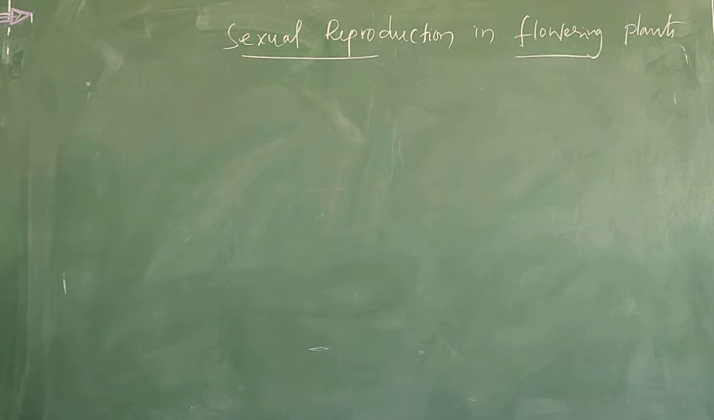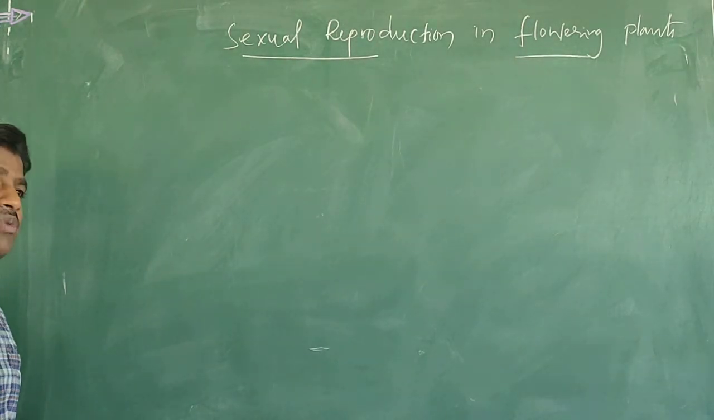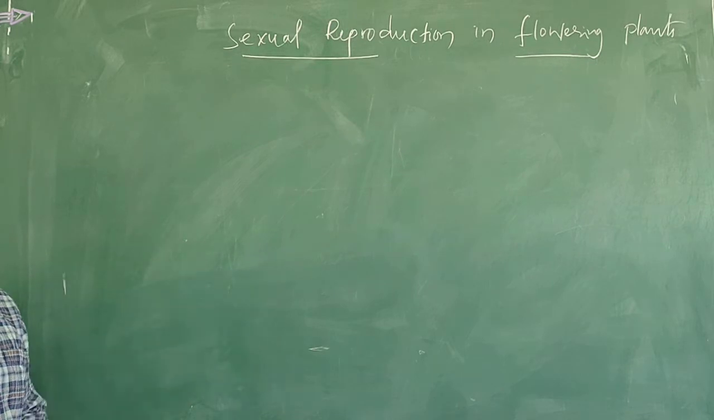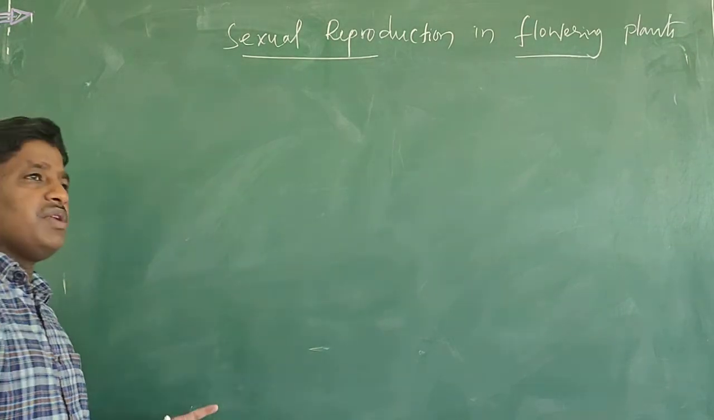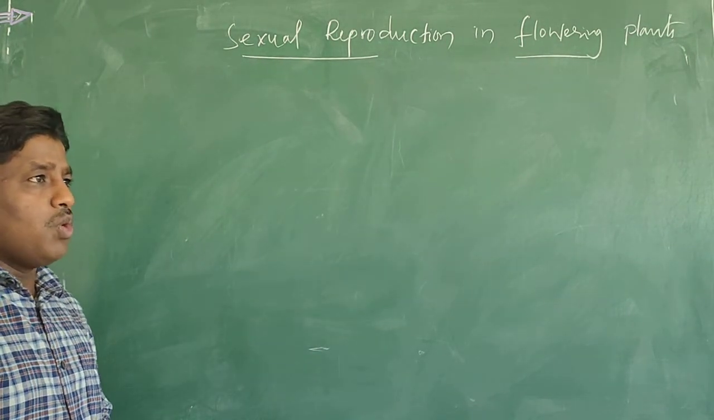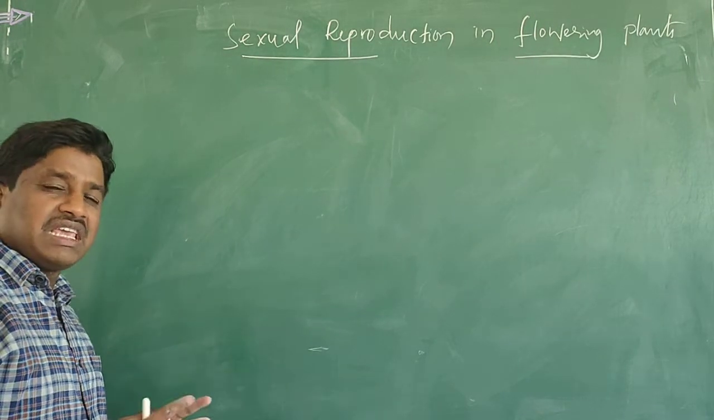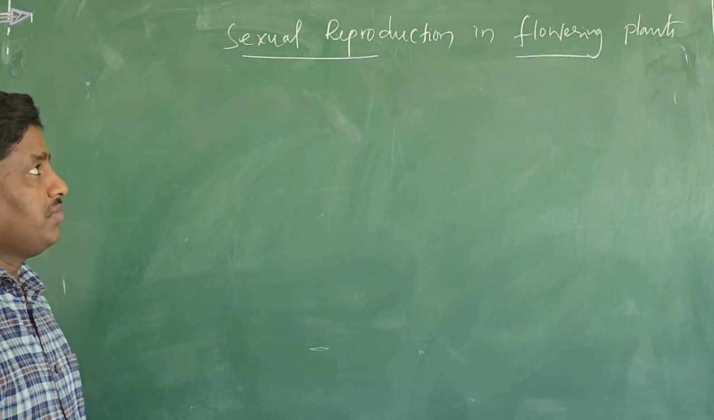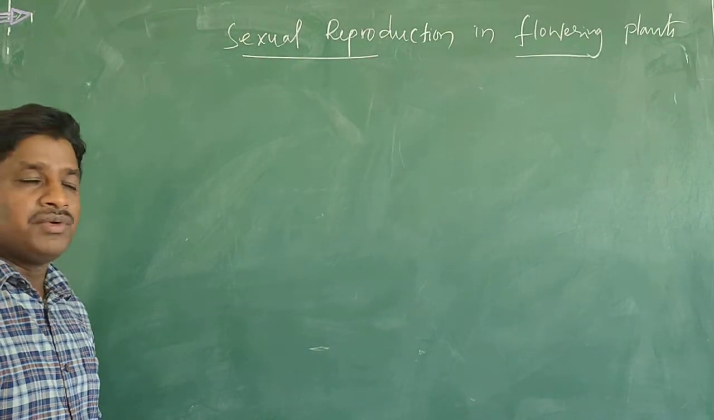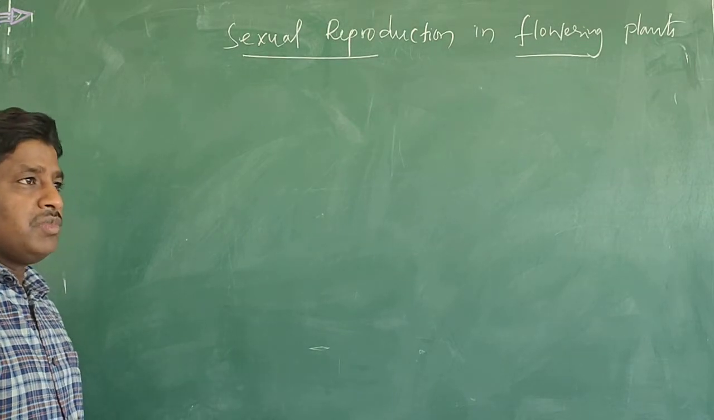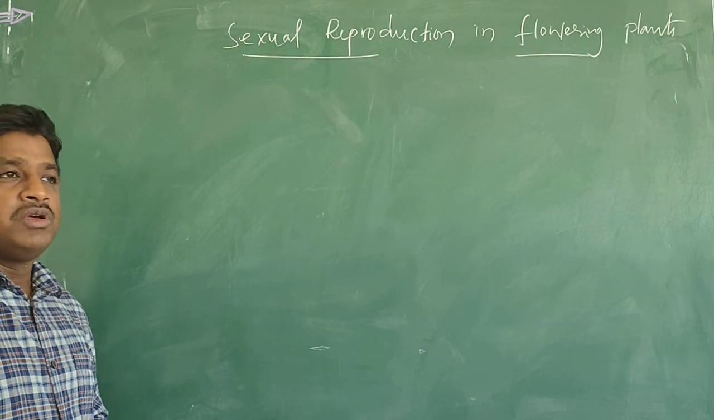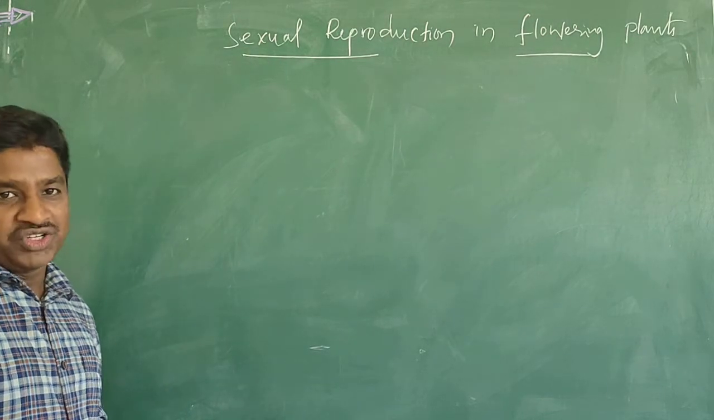Already we have discussed what is meant by reproduction. Here reproduction means the fusion of male and female gametes to form a new organism; we call it sexual reproduction. Already we have discussed in the previous chapter, reproduction in organisms, the basic points and basic events of reproduction. But in this chapter we will see a brief explanation of the events of sexual reproduction.